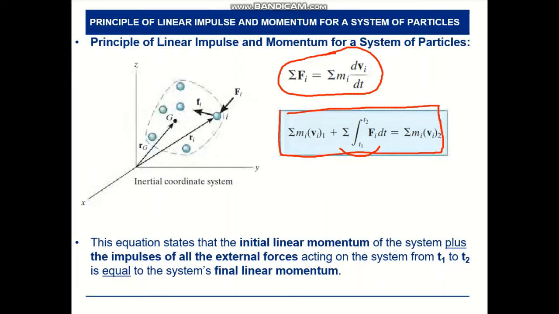This equation states that the initial linear momentum of the system plus the impulses of all the external forces acting on the system from time 1 to time 2 is equal to the system's final linear momentum. So as we say, this is the system's initial momentum, the external forces' impulse, and then the final momentum.